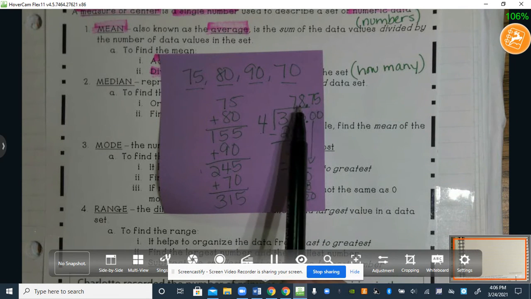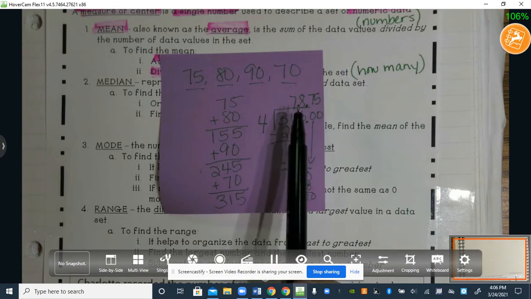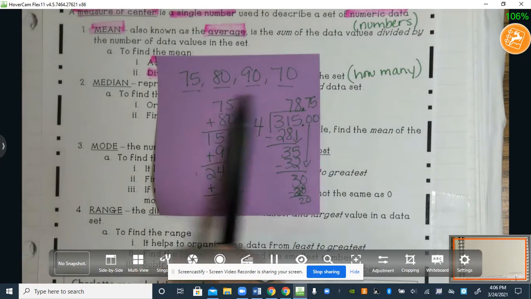So we would round that close to a 79. So that's how we find mean. That's how we find the average. We add them up and then divide by how many. Okay? Now, the median.